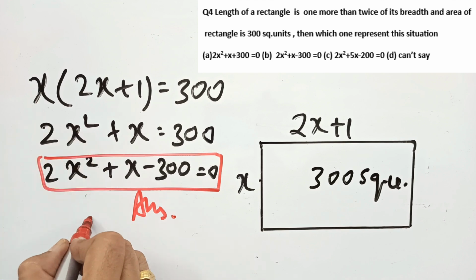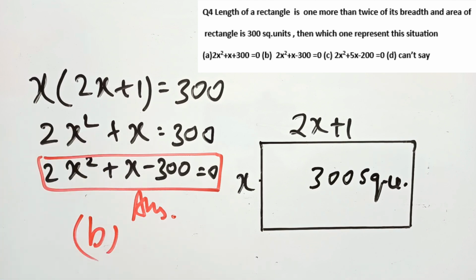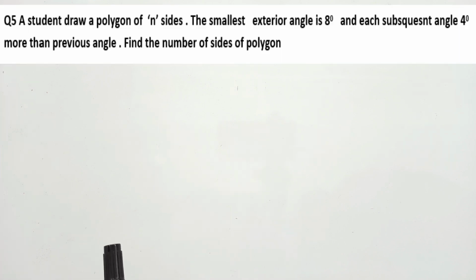So in the question, option B is our answer. Now let us do some 3 marks competency based questions. Question number 5. A student draws a polygon of n sides. The smallest exterior angle is 8 degrees and each subsequent angle is 4 degrees more than the previous angle. Find the number of sides.